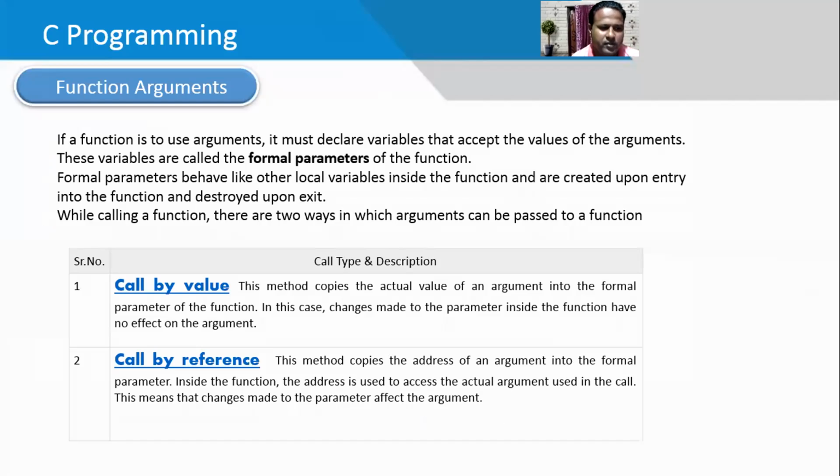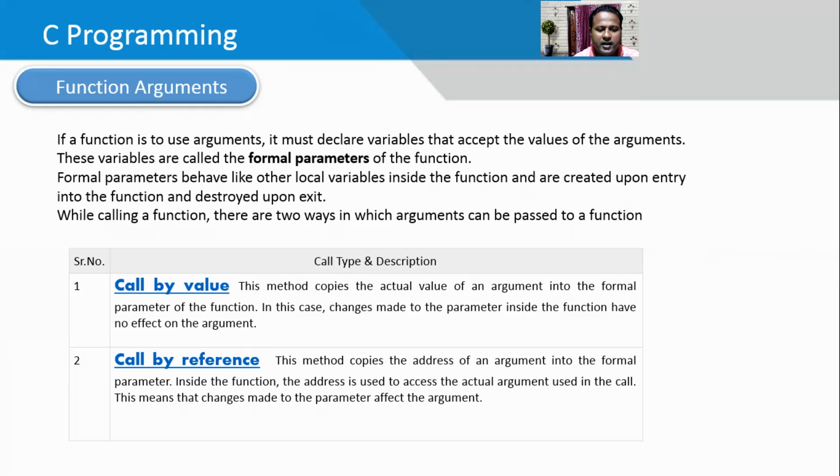Okay, so now we go to the function argument. The function argument is of two types. One is call by value, another is call by reference. In call by value, this method copies the actual value of the argument into the formal parameter of the function. In this case, changes made to the parameter inside the function have no effect on the argument. Then call by reference: this method copies the address of the argument into the formal parameter. Inside the function, the address is used to access the actual argument used in the call.